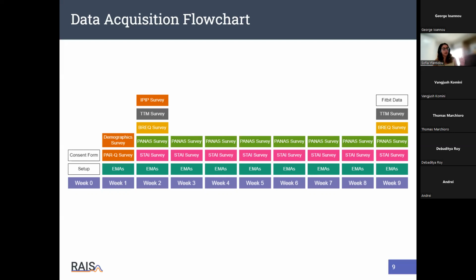On the darker green, let's say, you can see the EMAs, so the psychological momentary assessments that were given to the users on a daily basis for the whole duration of the experiment. Finally, on week 9 of the experiment, apart from asking the users to export their Fitbit data, we also had some repeat surveys, specifically the stage of behavior change survey, that is the TTM survey, and the break survey. These surveys refer to the relationship of a user with exercise, and we wanted to see if this changes from the entry stage to the exit stage of the experiment.